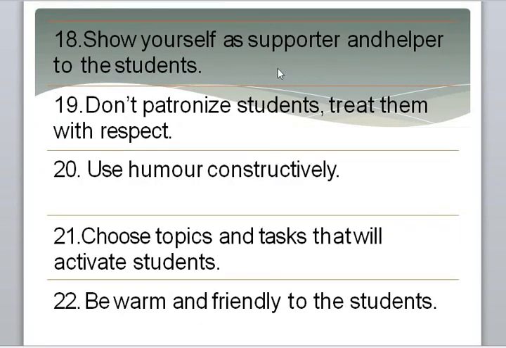Well, you need to show yourself as a supporter and helper to the students. Don't patronize students. Treat them with respect. Don't show your authority. Teach them in a friendly environment, but tell them that you are their teacher. You can use humor, constructive humor in the classroom. Choose topics and tasks that will activate the students, which must relate to the particular topic which you are teaching in the classroom, and be warm and friendly to the students. These are the hints which you can use while maintaining proper discipline in the classroom.